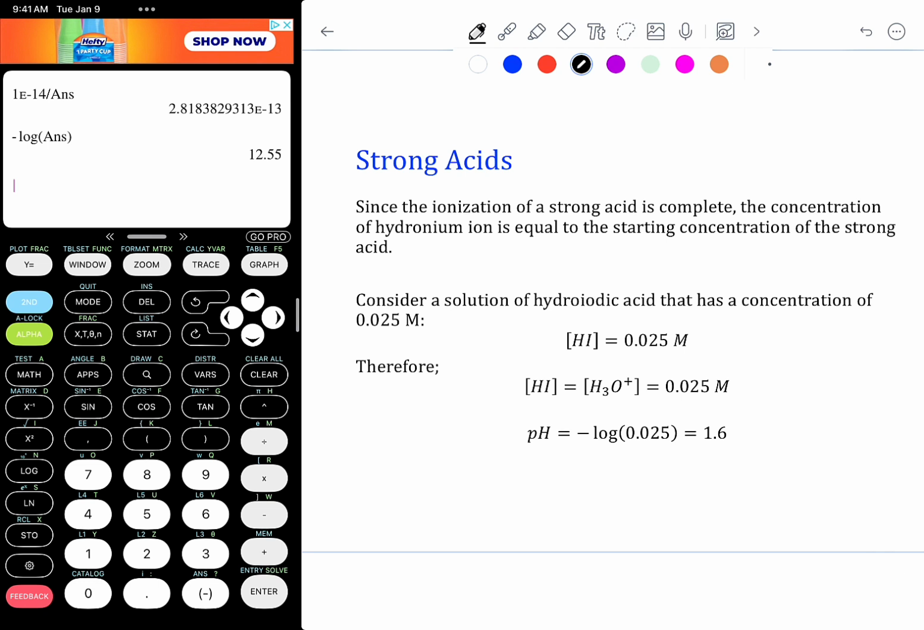of the hydronium ion is equal to the starting concentration of the strong acid. And this comes about through the balanced reaction.